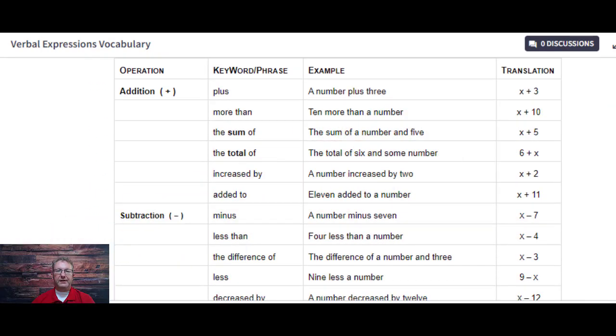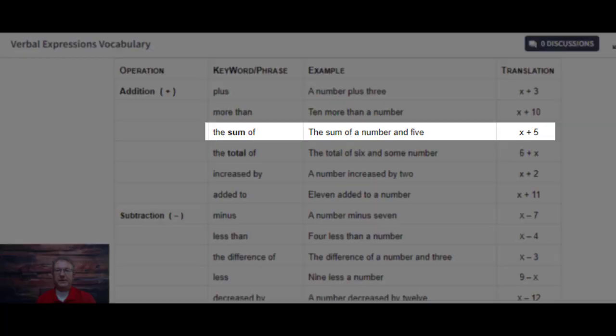Start with addition. For the operation addition, the most common phrases are plus, more than, the sum of, the total of, increased by, added to. The examples given here: "a number plus 3," that's the verbal expression, is just written as x + 3. "10 more than a number": here we do x + 10, and that's the algebraic expression.